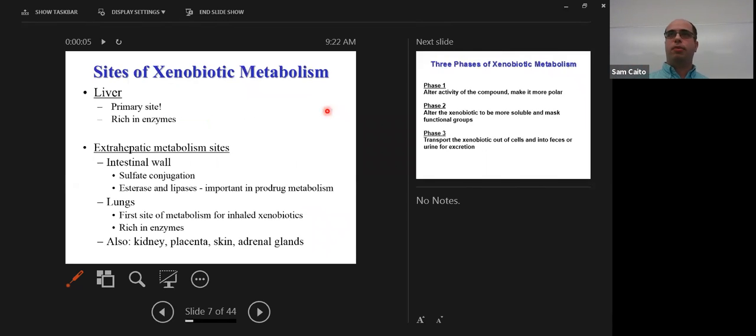The major site of xenobiotic metabolism is the liver, which is the primary site, and it's very rich in the enzymes, especially the cytochrome P450s that we'll talk about in the next section. Then there are other sites of metabolism which are also very important, including the intestinal wall, especially for sulfate conjugation. It also contains esterases and lipases, which are important in prodrug metabolism, as well as the lungs, which are the first site of metabolism for anything that's inhaled by our body. They're also very rich in these enzymes. There is some metabolism that also occurs in the kidney, the placenta, skin, and adrenal organs.